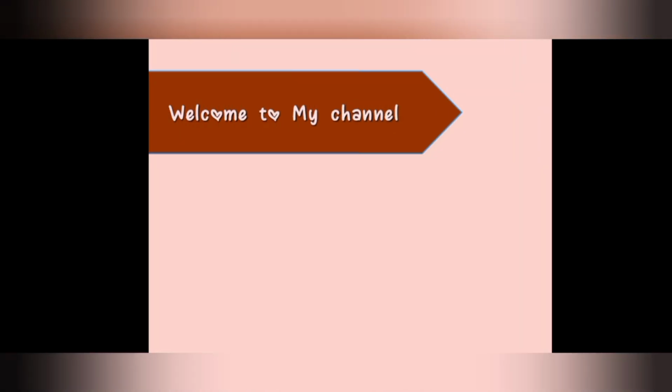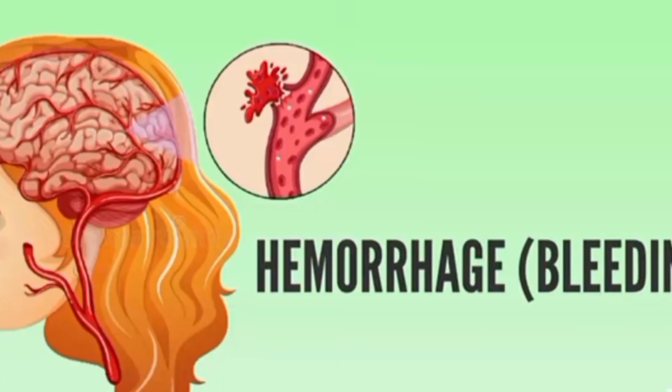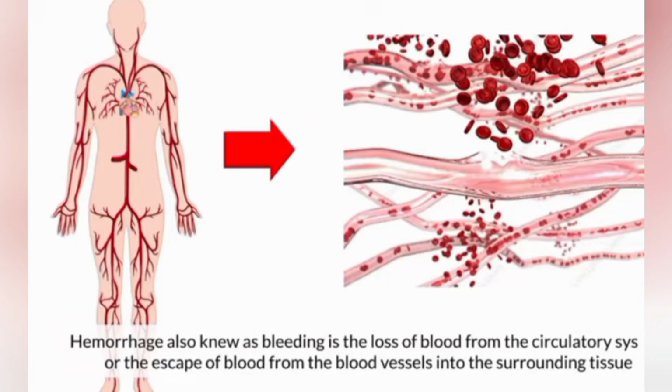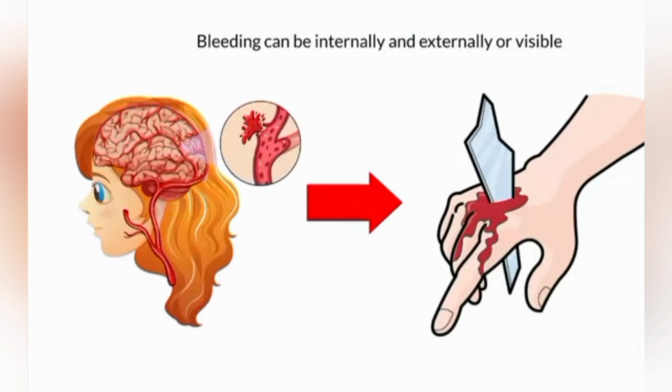Myself Farwa. Today's topic is about hemorrhage or bleeding. Hemorrhage, also known as bleeding, is the loss of blood from the circulatory system or the escape of blood from the blood vessels into the surrounding tissues. Bleeding can be internal or external, or visible.